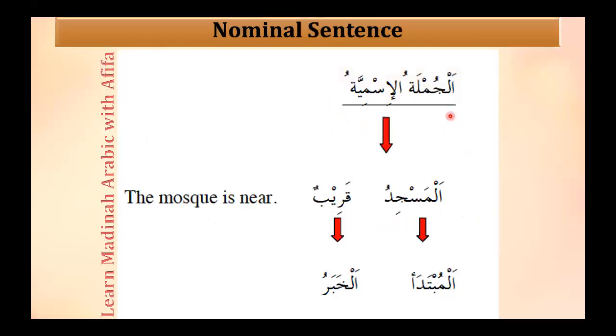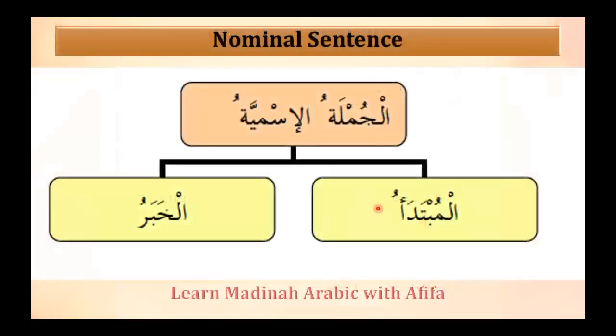Again, recap. We talked about al-jumlatul ismiya. Al-masjidu qaribun. Qaribun means near. The mosque is near, right? This is the mubtada and this is the khabar. Qaribun is the khabar. It tells you a little more information about the mosque. Here is a little chart to recap that al-jumlatul ismiya is composed of two parts, al-mubtada'u and al-khabaru.